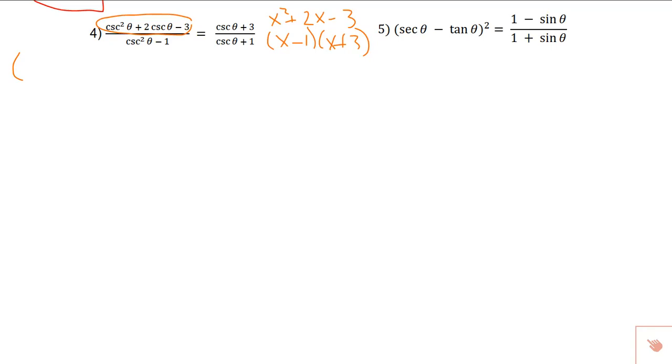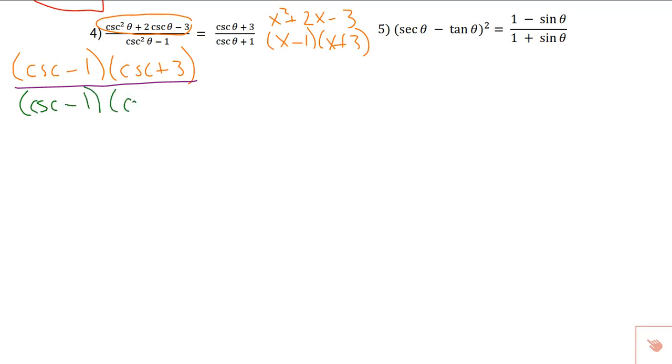So here's what this would look like. Cosecant minus 1, cosecant plus 3. And if I FOILed that, I would get back to the original. That's all over the denominator, which can also be factored. That's a difference of squares. So this would be cosecant minus 1, cosecant plus 1. Thus far, we haven't even had to involve trig identities. We're just using algebra to factor the top and factor the bottom.